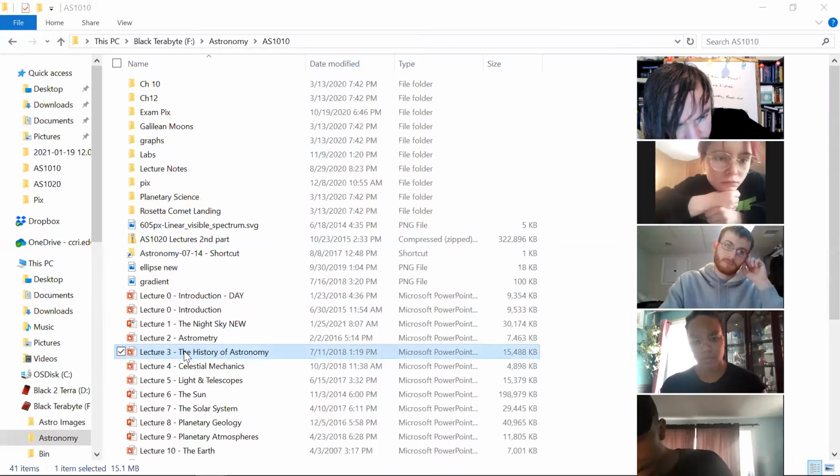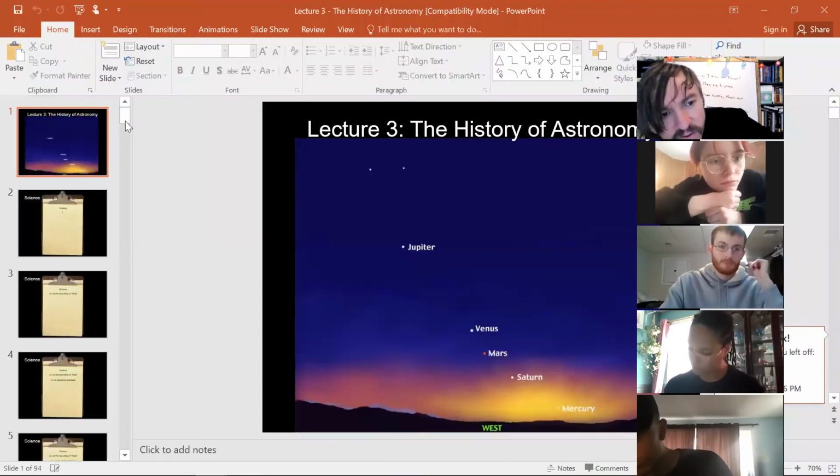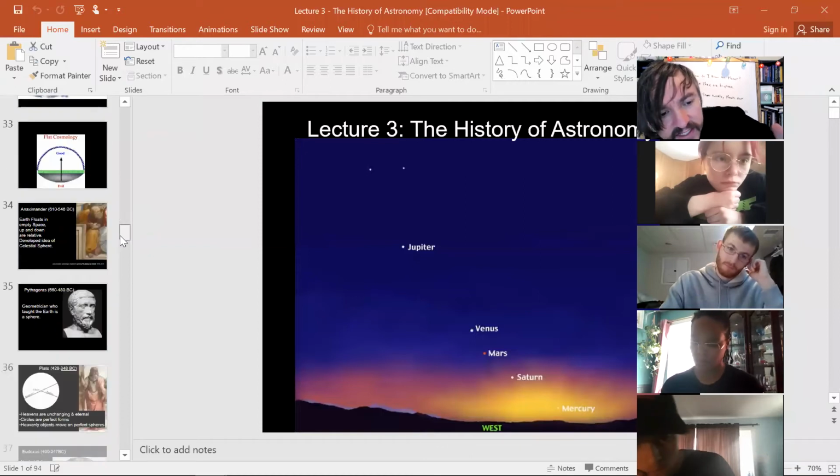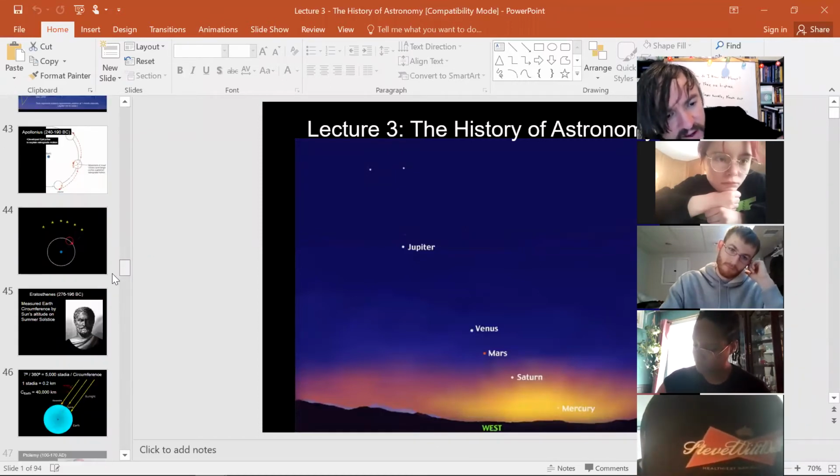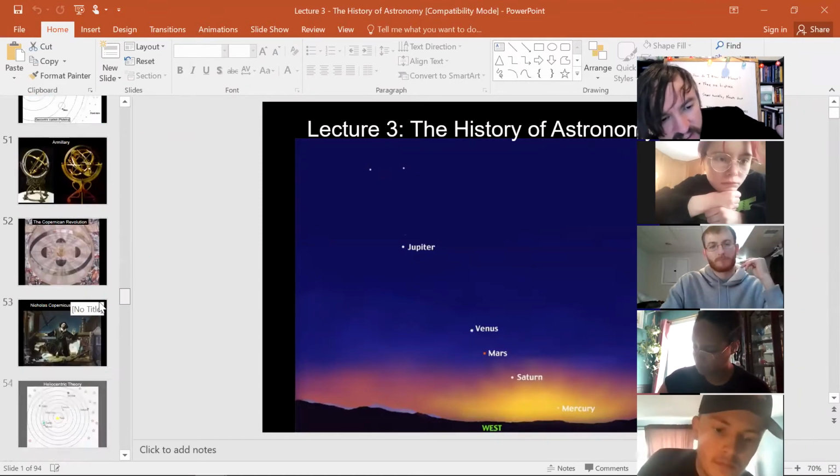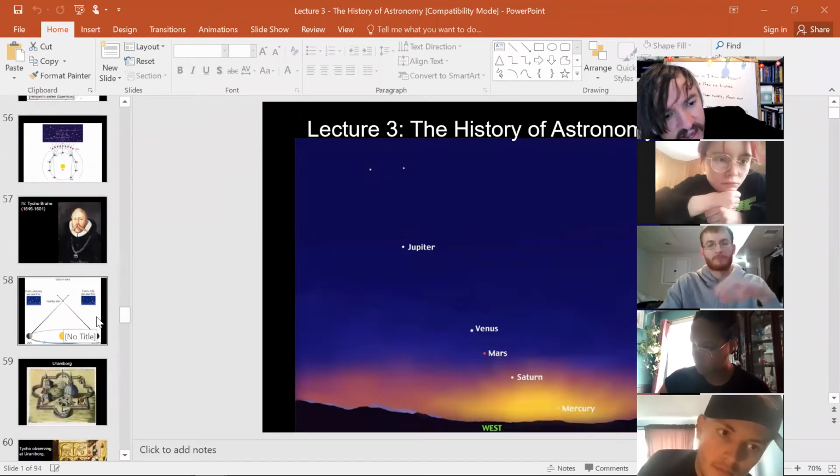History of astronomy. By the way, in my solar system class, I have a really intense lecture on the history of the solar system. My 1020 class doesn't really go into it. We just kind of have to do Kepler's laws.